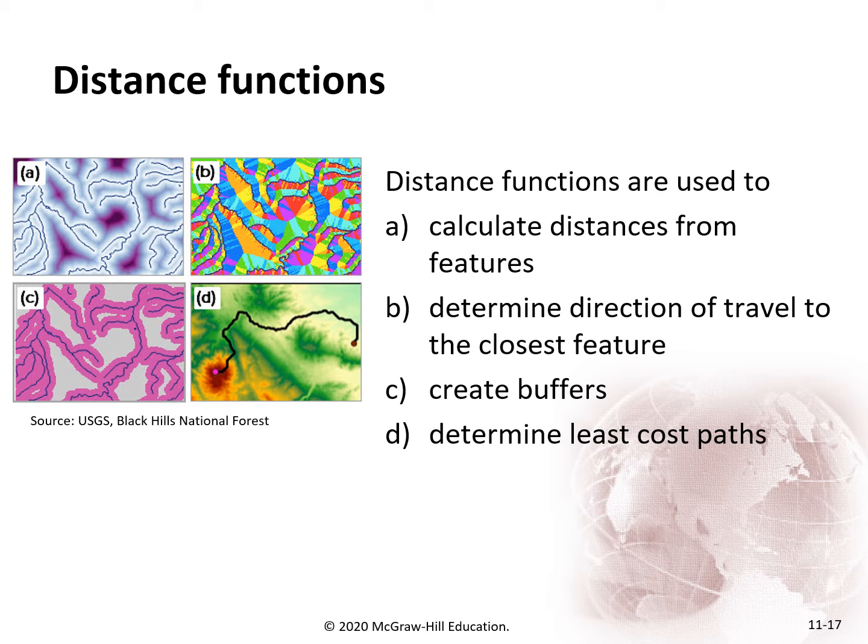We can also do distance functions. Turns out that's a really useful thing in rasters, and that was something we used in that last model on the previous slide. It calculates distance from features is one way to do it. You can determine the direction of travel to the closest feature. You can use it to create buffers and determine things like the least cost path. There's all kinds of distance related stuff you can do, and they all have their own unique sort of utility.